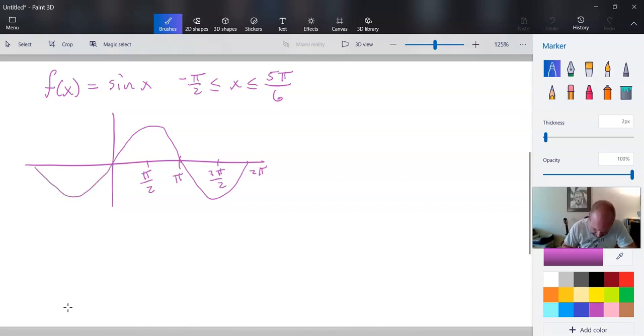Well, we'll just pretend that's a good curve. And negative pi over 2 would be right here. So we're actually looking at this curve from here. Wait, 5 pi over 6? Well, let's see, where does that have to be?